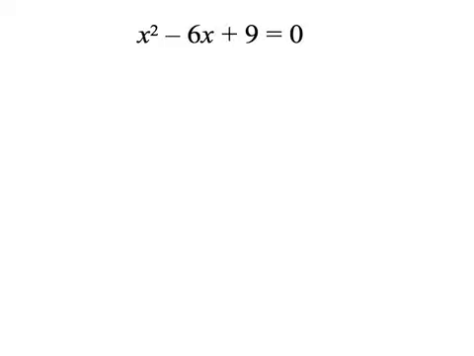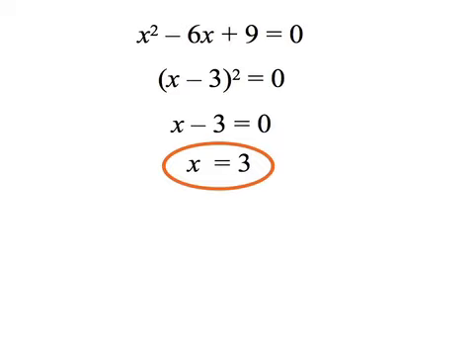Well, here's an interesting problem. We can factor it, but it's a perfect square, so the two factors are both x minus 3. So there's only one solution. X minus 3 is 0, so x is 3.